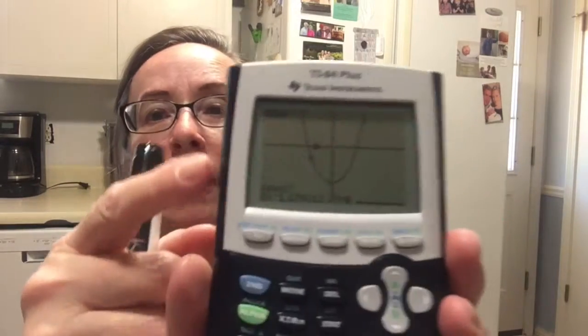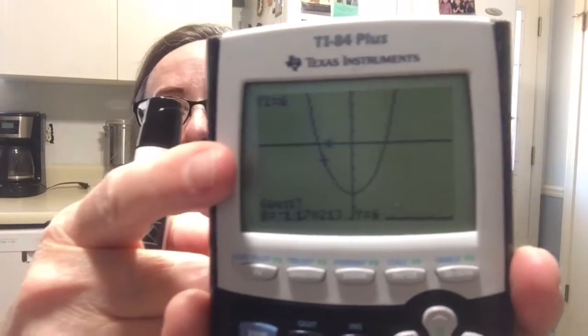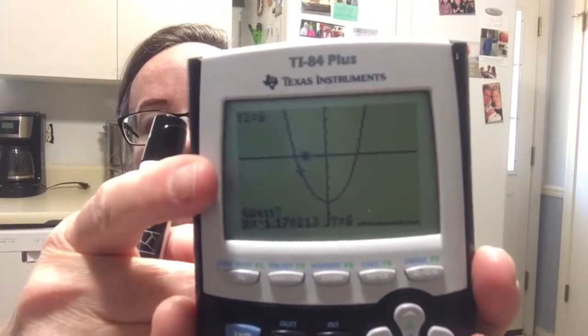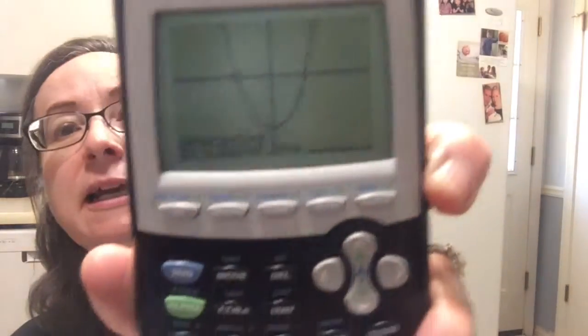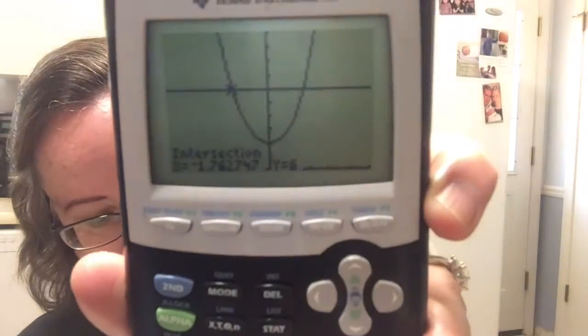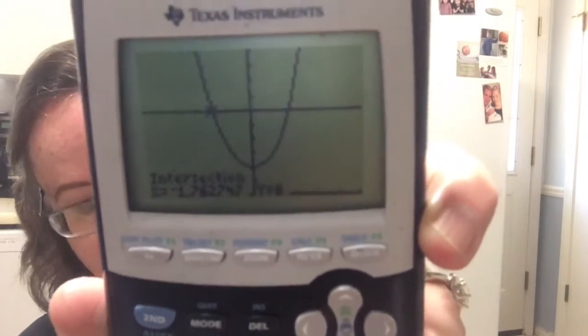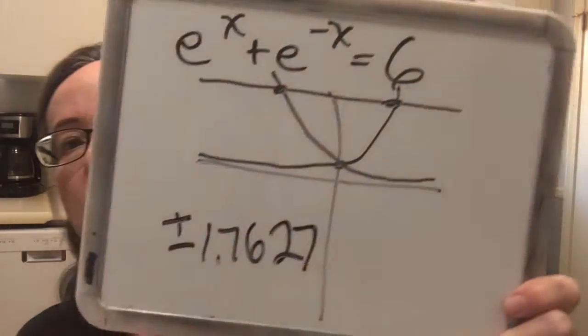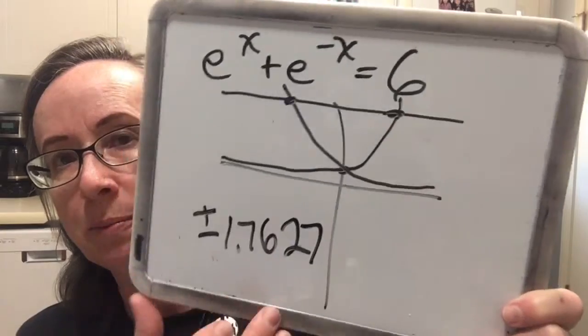Yes, I'm on the first curve, and yes, I'm on the second curve, but I'm doing it right up close to the left-hand intersection, which is the one I want now. And then, would you like me to guess? Yes, please guess. Okay, and they guess negative 1.7627. Okay, which is exactly the opposite sign of what we had before. So plus and minus are the two intersection points.